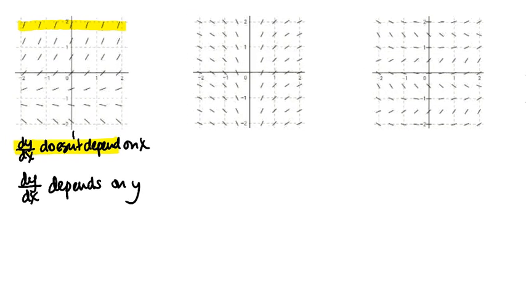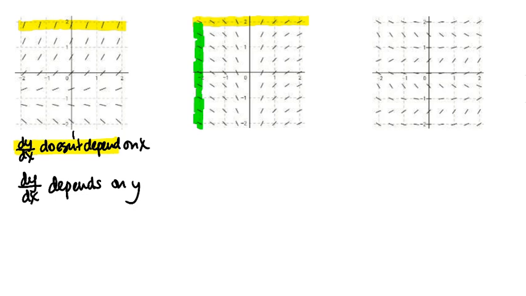Okay, over on the next one. As I go left and right, I'm seeing different slopes. So dy/dx must depend on x. But then maybe I'll scan up and down. And as I scan up and down, I'm seeing the same slope.